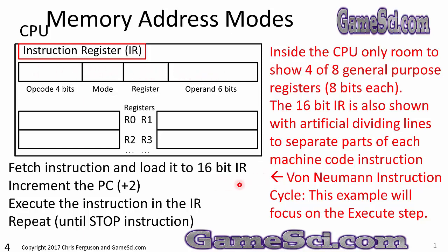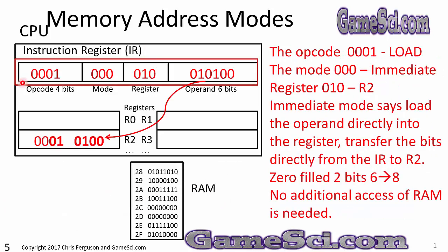This is the von Neumann instruction cycle. This example will focus on this execute step. How does an instruction get executed while it's in the IR? Here is an example of an executing machine code instruction. The 4 bits in the opcode are set to 0001. That is the load instruction.